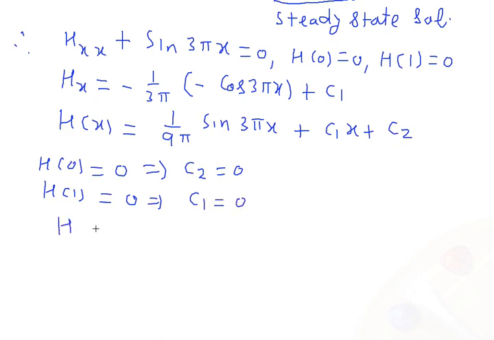That means the steady state solution h(x) = 1/(9π²) sin 3πx. C1 and C2 both are 0.